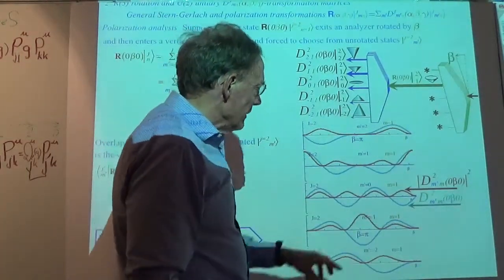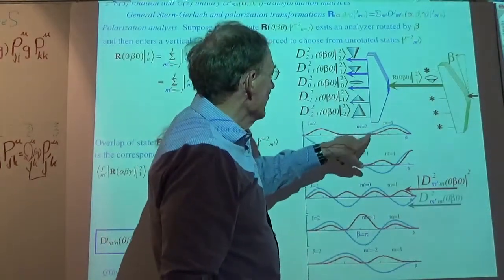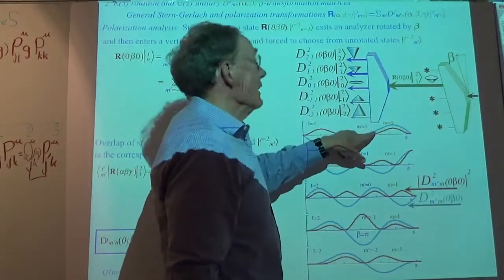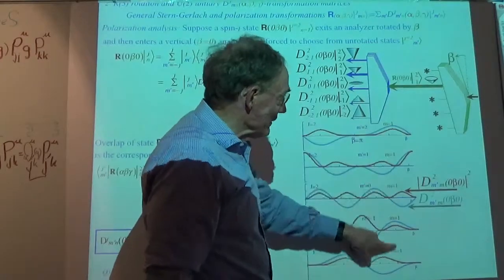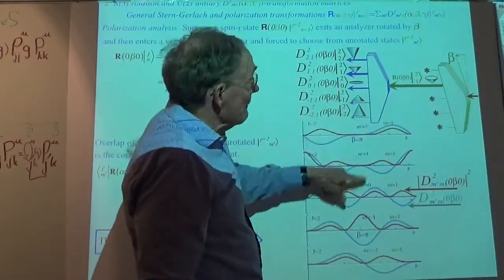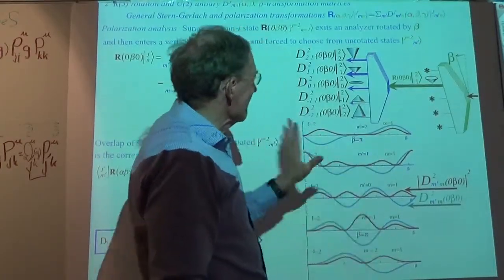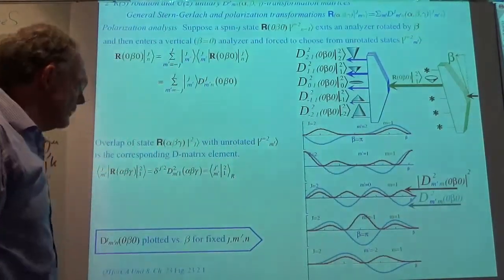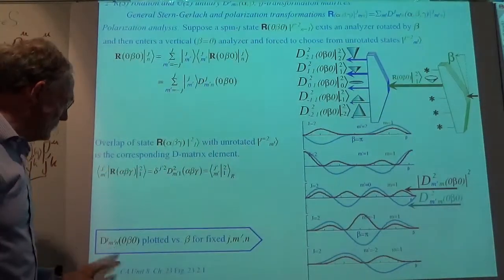What did I do there? I made a horrible error here. No, I did. This is the m. This is m prime. I should have called this n. That's the problem. But it's green, so you know it's what I meant.